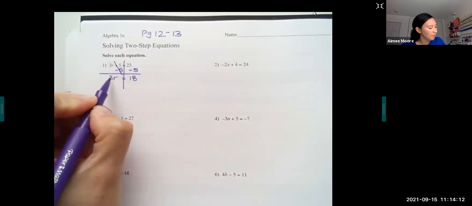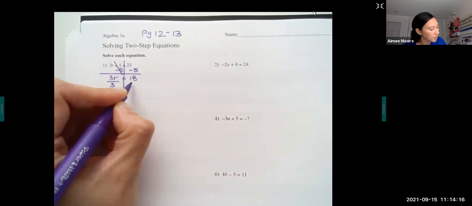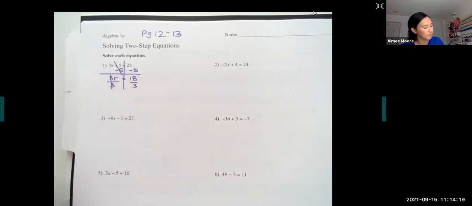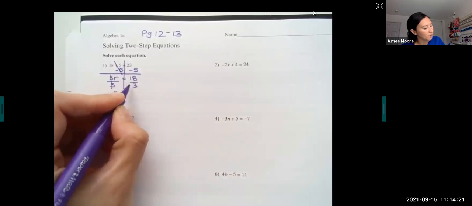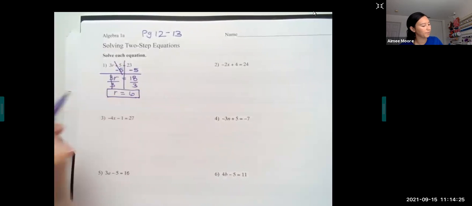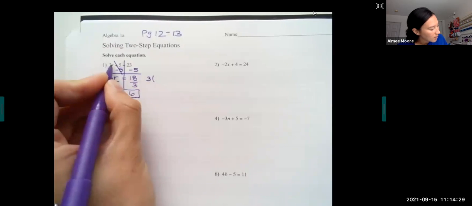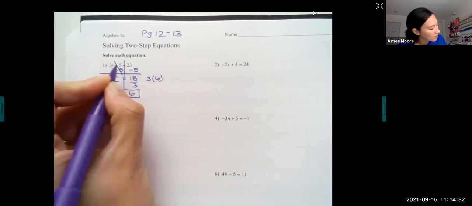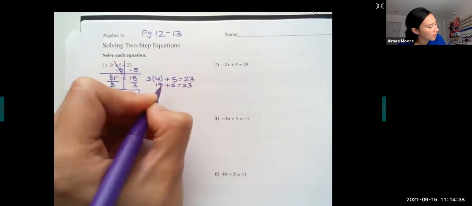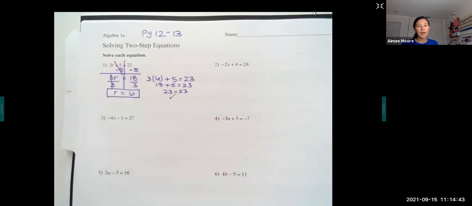And then we need to get rid of this 3 in front of r. So it's being multiplied, so we undo multiplication with division. And so r equals 18 divided by 3, which is 6. And we want to check our answer. So 3 times r, but we know r is 6, plus 5 should equal 23. We have 18 plus 5. Does that equal 23? 18 plus 5, yes. That is 23.